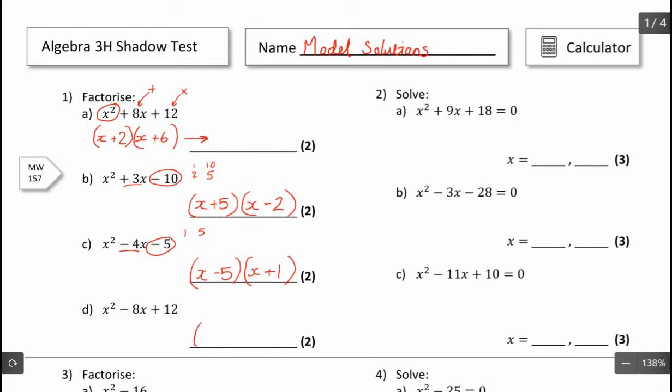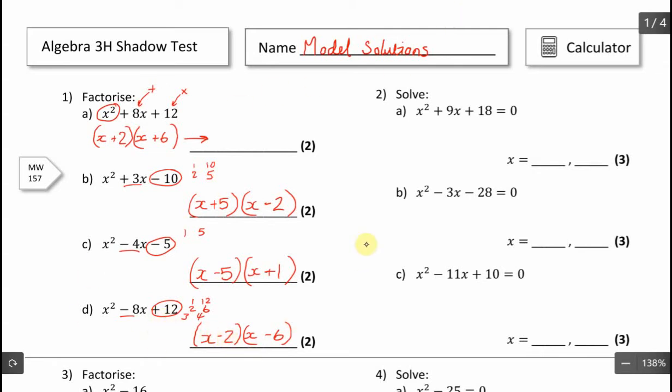And then finally for D, x and x at the start of each bracket. Numbers that multiply together to give me 12: 1 and 12, 2 and 6, 3 and 4. And how do I make negative 8 using one of those pairs? It has to be this middle pair, negative 2 and negative 6. Add them together, you'd get negative 8, but when we multiply them, we would get positive 12, so that's the pair I want.